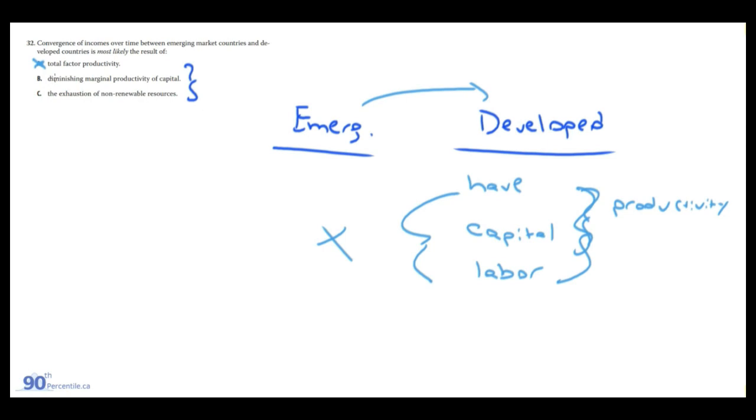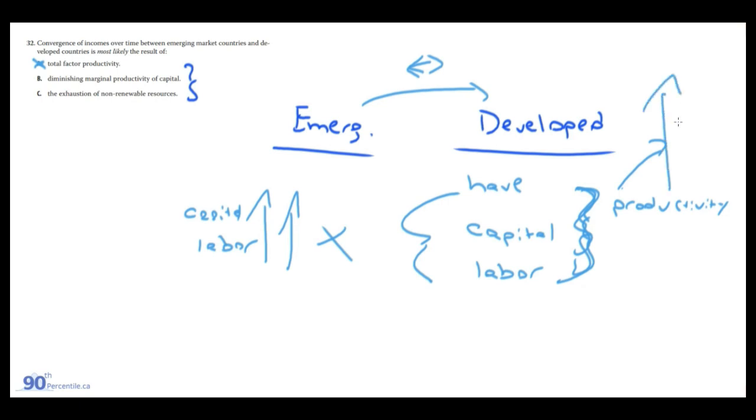Diminishing marginal productivity of capital. This is actually going to be true. So they're relating to the decrease in productivity or lower productivity in developed nations. So if they're getting diminishing marginal returns on their existing capital and the emerging markets are increasing their capital and labor, the gap between these two is going to decrease. And in order for this gap to increase again, you're going to need developed countries to increase their productivity. So the answer is B.